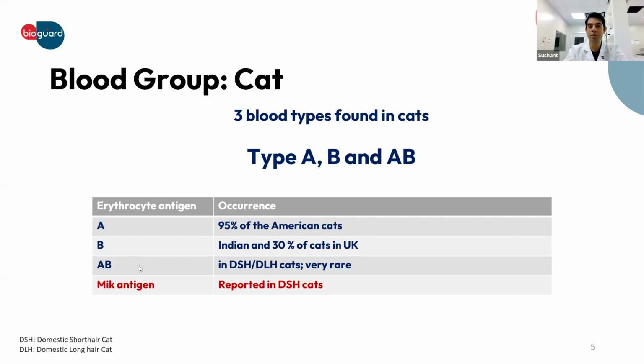However, the AB blood group is very, very rare to be identified in cats. However, some of the domestic short-hair cats, as well as long-hair cats, are still being seen with AB, but the percentage is very, very low or negligible.